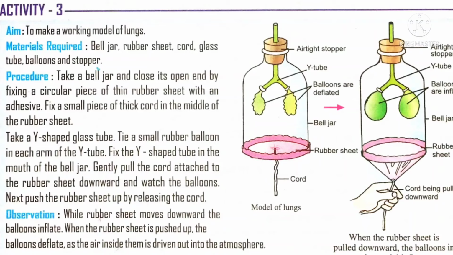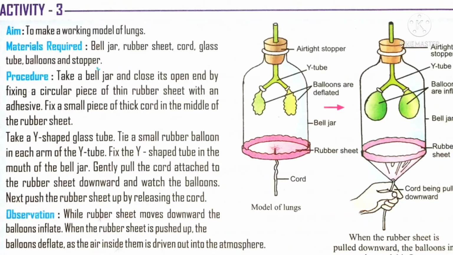Here the rubber sheet represents the diaphragm. The straight tube and the arms of the Y tube represent the trachea and bronchi. Balloons inflate, representing inflated lungs during inhalation. The balloons deflate, representing the condition of lungs during exhalation. So what do you conclude? When we inhale, our lungs will be inflated. When we exhale, our lungs will be deflated.